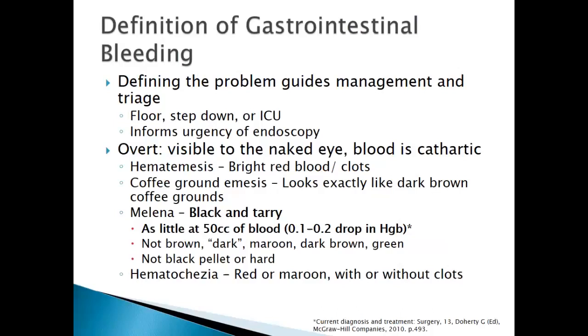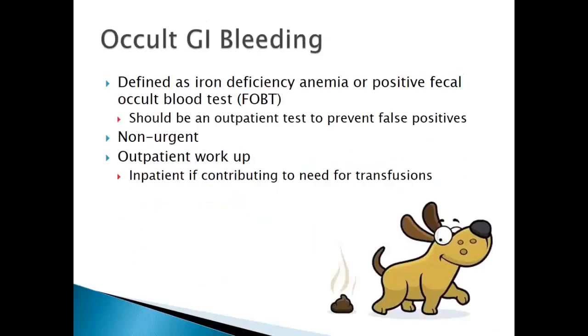And again, it's not brown, it's not dark. We hear a lot of dark. It's not maroon, it's not dark green, brown, it's not pellets or hard. It's going to be black and tarry. And then hematochezia is red or maroon, and that's with or without clots. So that's overt bleeding.